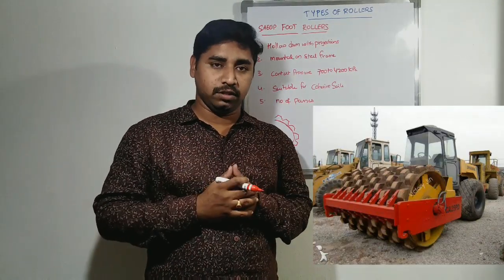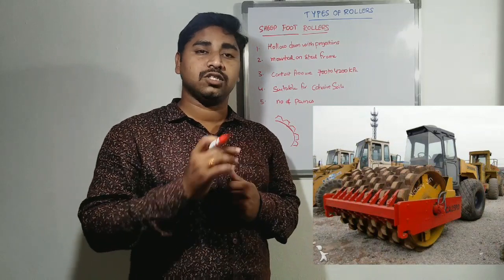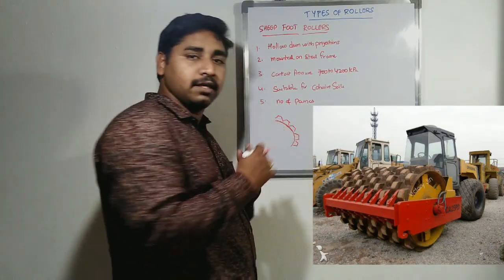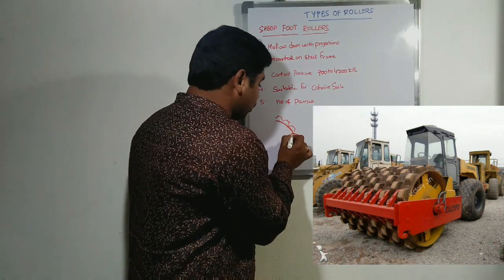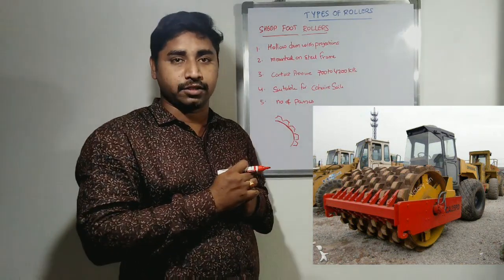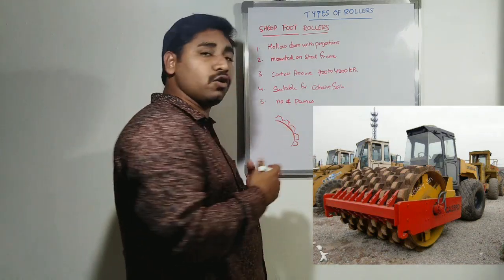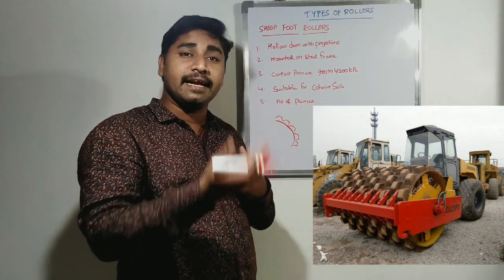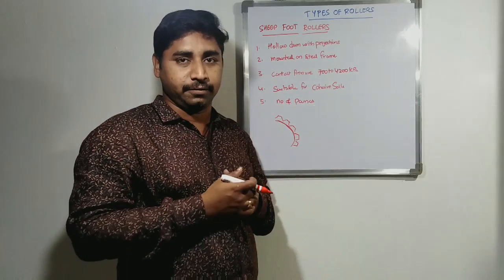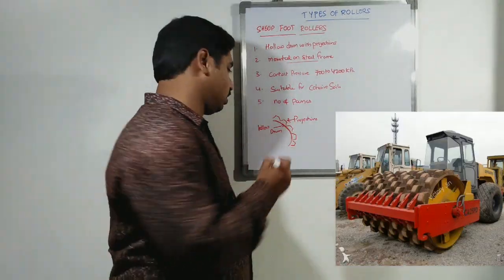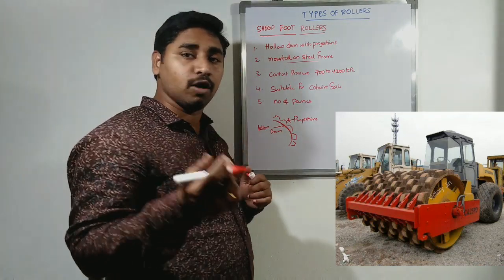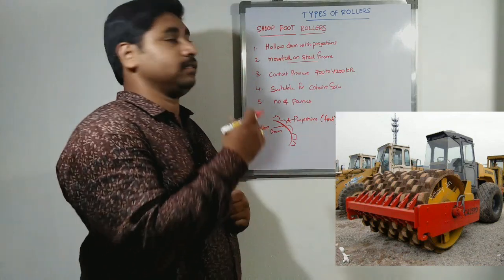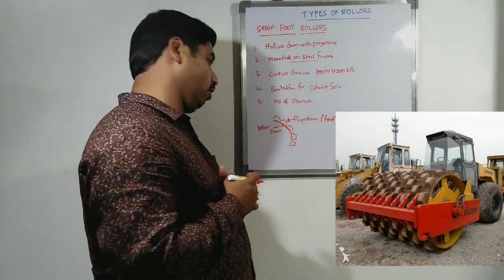Coming to sheep foot rollers. Sheep foot rollers consist of a hollow drum with a large number of projections like this. On the surface of this hollow drum we can see a number of projections. On rolling this hollow drum on the ground surface, these projections will penetrate into the ground, leading it to undergo compaction. The small projections present on the hollow drum are known as feet. That is the reason these rollers are known as sheep foot rollers.